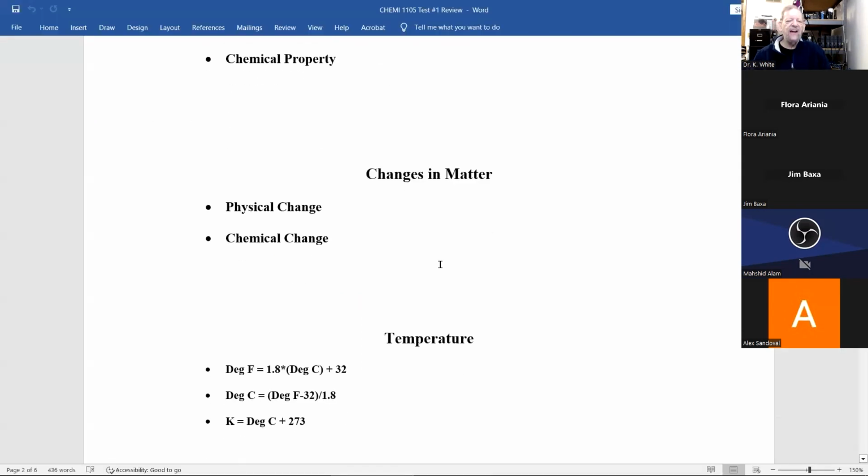All right, next we have changes in matter. There are 2 types. Physical change, when something changes from one state to another, but still retains its chemical identity, and a chemical change, when it changes its chemical identity. A physical change is when water freezes. It goes from a liquid to a solid. A chemical change is when you eat food in your stomach.